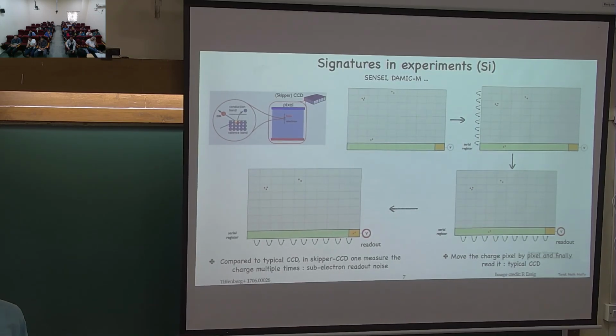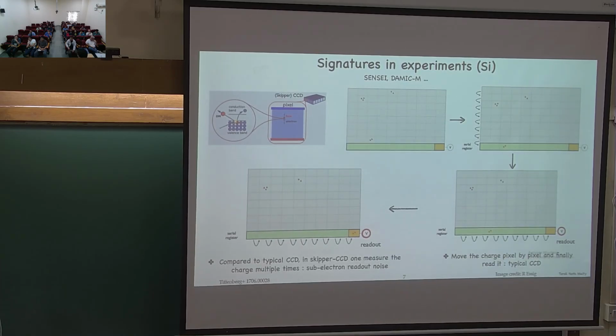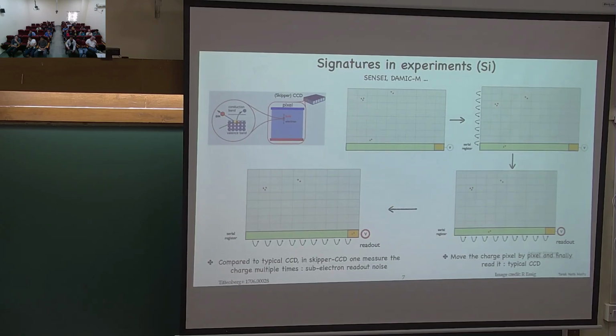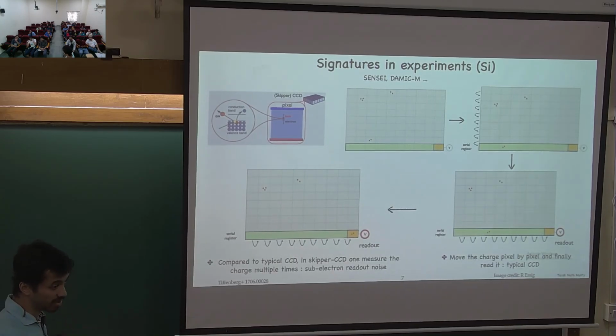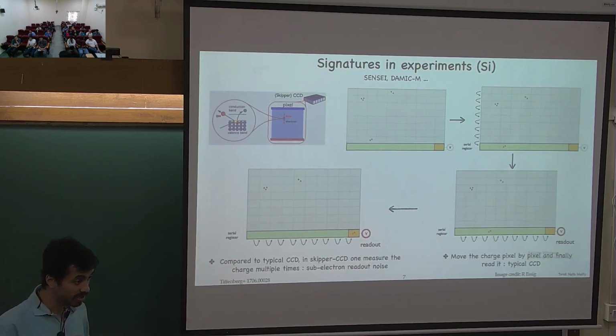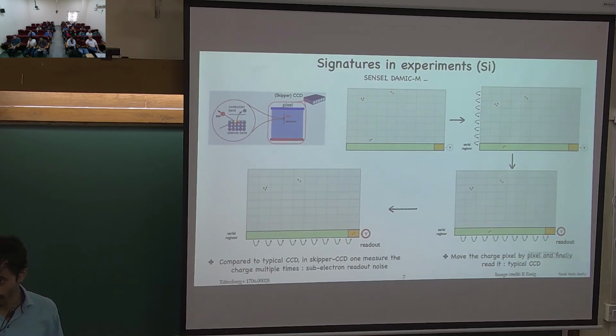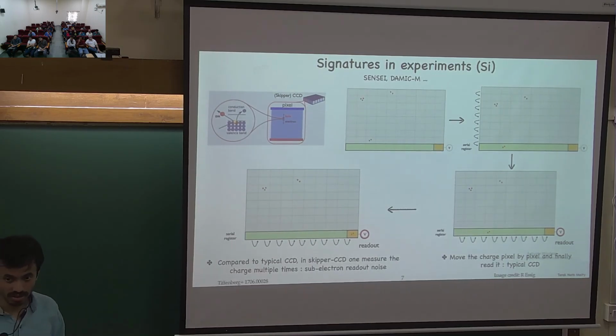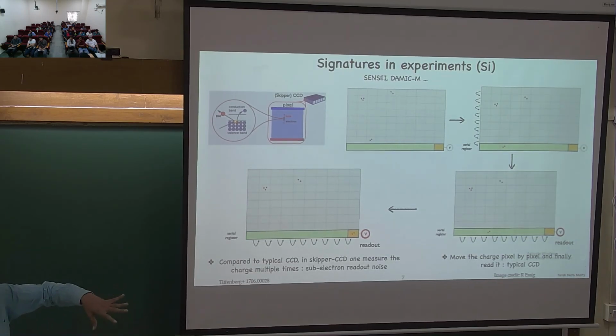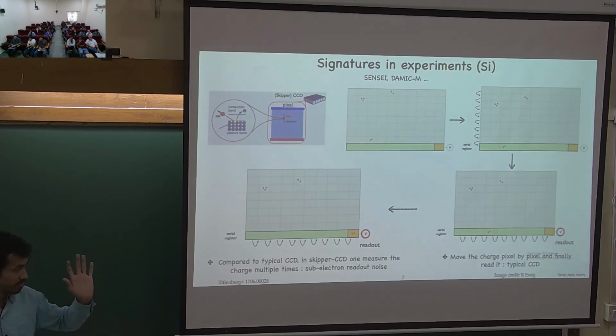For SENSEI and DAMIC, what they use is called a skipper CCD. What they do is they measure each of these pixels hundreds of times. As you know, in any measurement, if you measure more times, you actually reduce the noise of your measurement. That's what they try to do. This is very simple. They measure it probably around 300 times or so, and they reduce the noise of the measurement to a sub-electron level. So essentially, this is how DAMIC or SENSEI-like experiments operate.